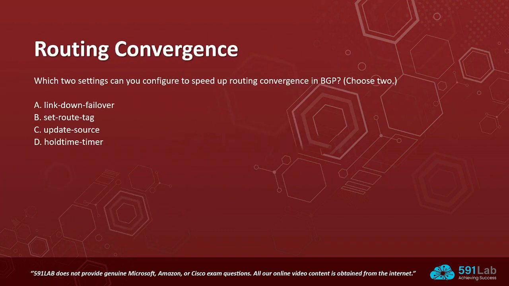For the next one, we have routing convergence, and the question asks which two settings you can configure to speed up routing convergence in BGP. We have to choose two answers. So we have different options like link down failover, set route tag, update source, and hold time timer. So if we discard the options, I can tell you that the set route tag is used when you want to do something with the traffic that you route, and the update source is when you specify an interface for the communication of the protocol, the packet of the protocol. So I would take option A and option D, but let's see why.